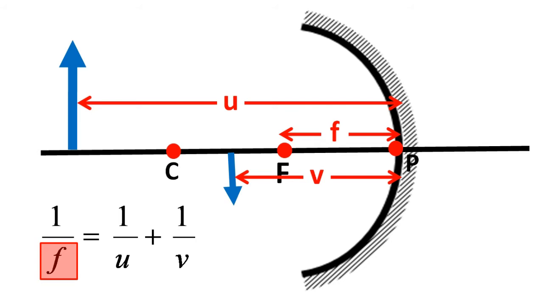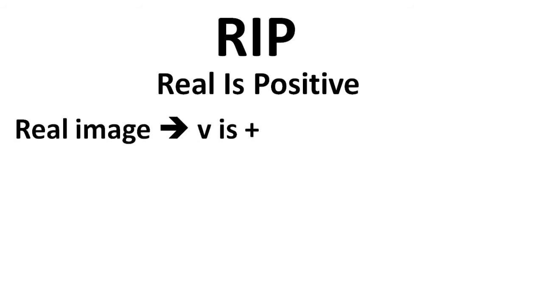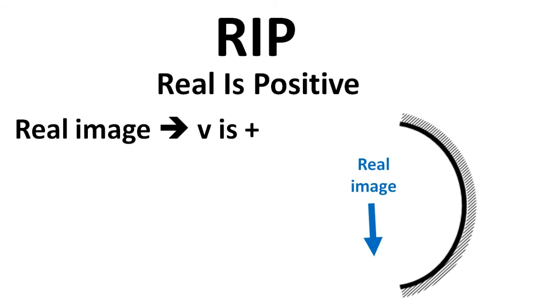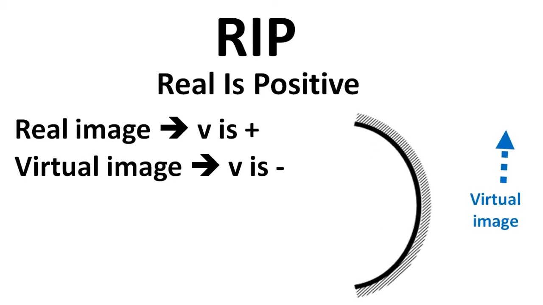But before then, I will show you here how to use the formula on a convention we call RIP. RIP? What's that? RIP is the short form of real is positive. For example, we use a positive value for v if the image is real. Okay, that is if the image is formed in front of the mirror. Good. And on the other hand, we use a negative value of v if the image is virtual. That is if the image is formed at the back of the mirror.